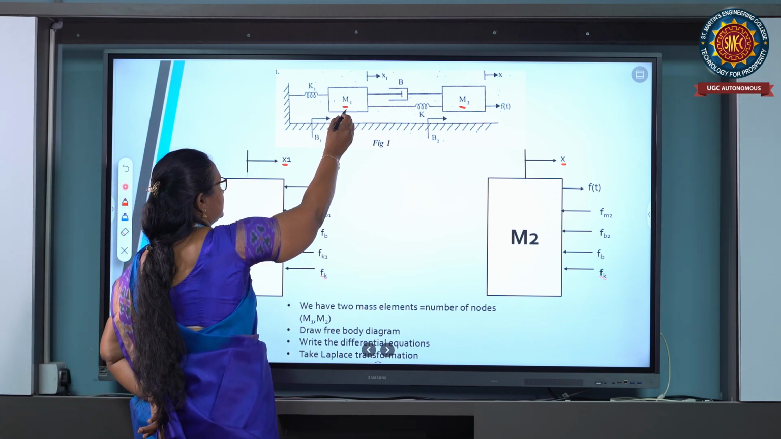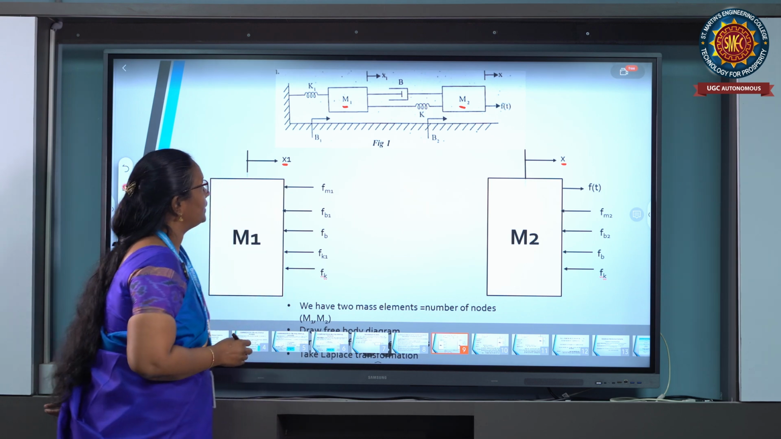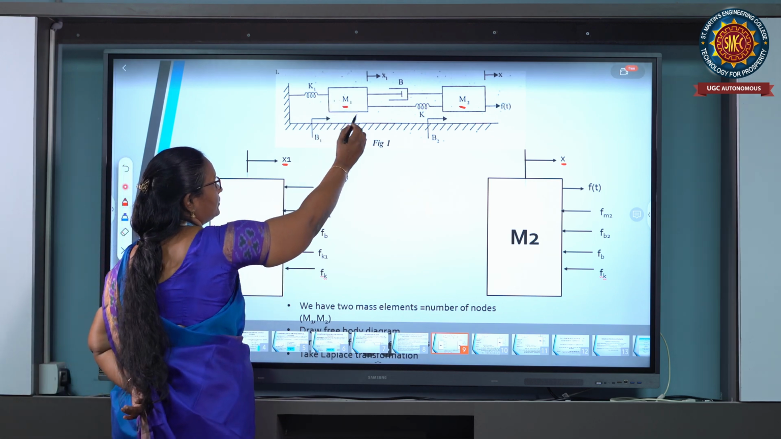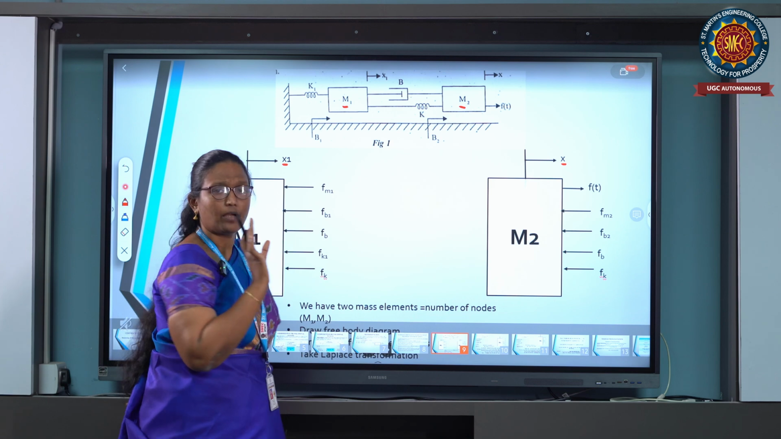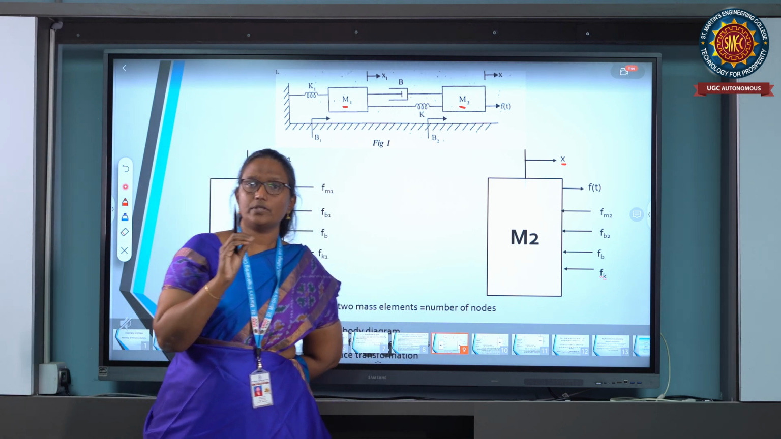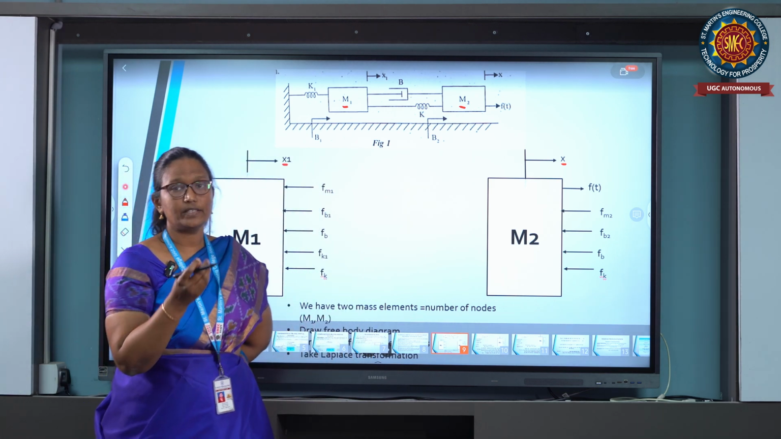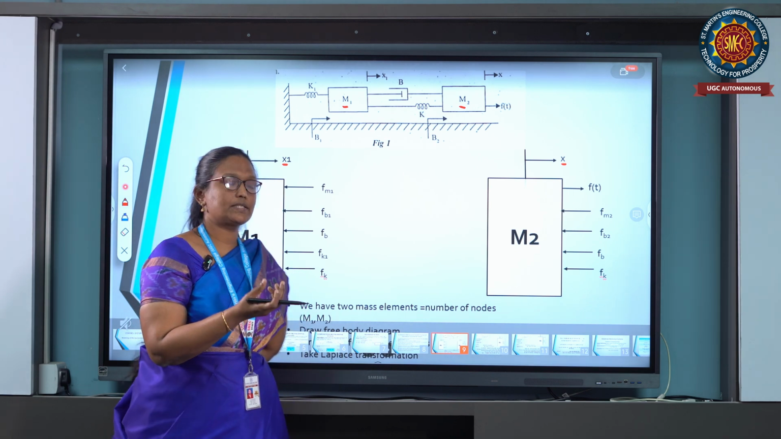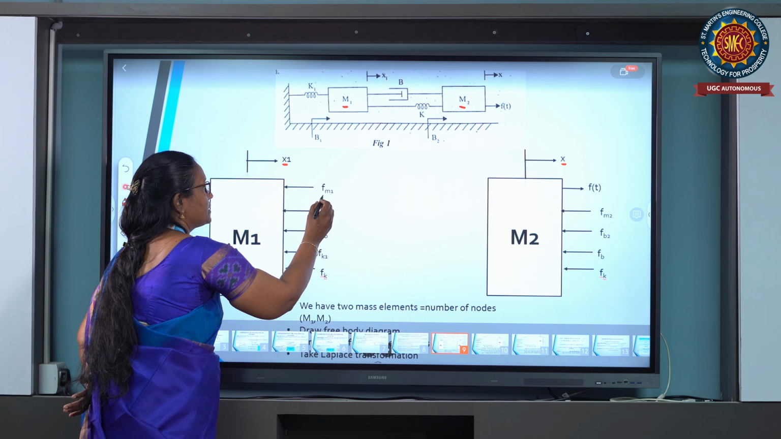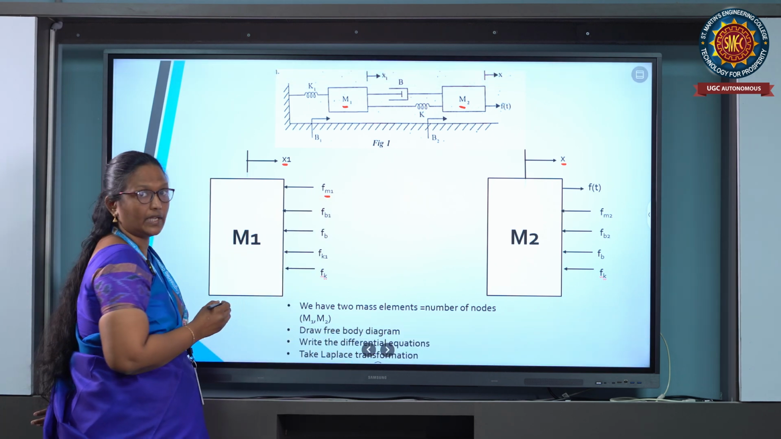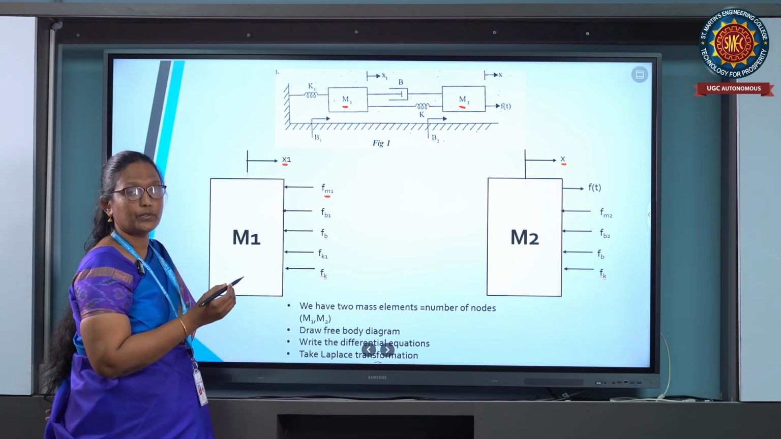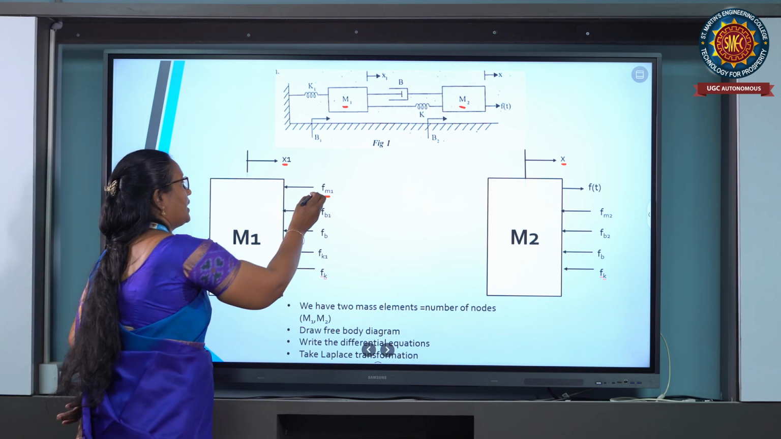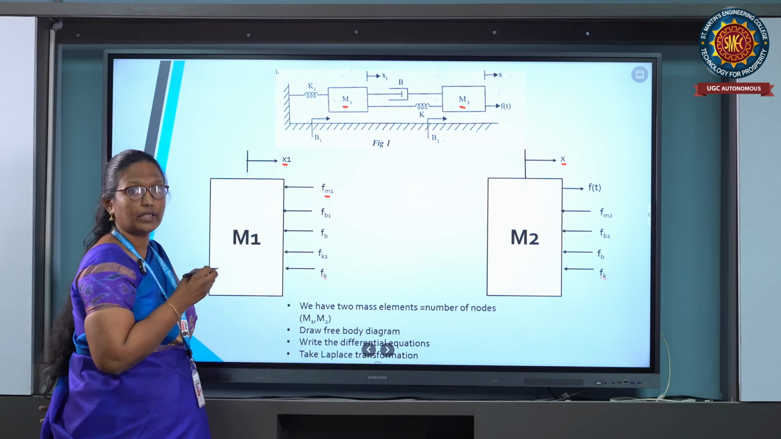So first, let's consider M1. If you see from the diagram, every time one thing we have to remember is the force by itself, that is, there will be an opposing force by the mass element. So that mass element force also we need to specify. So first one we have to specify is the opposing force by our mass element M1, that is Fm1.